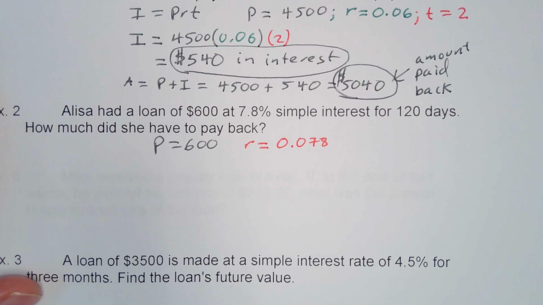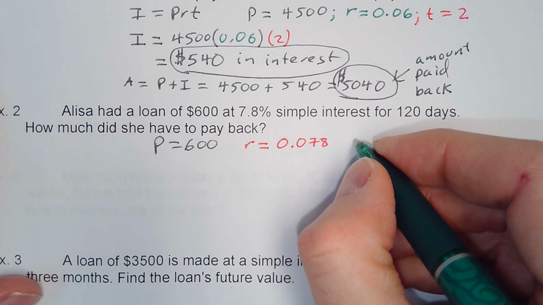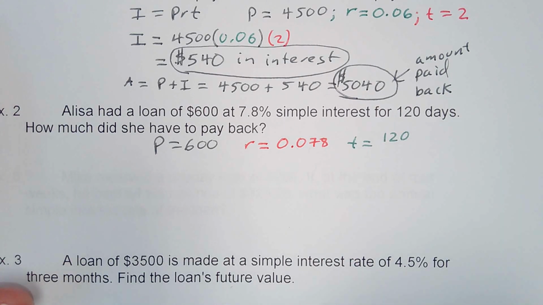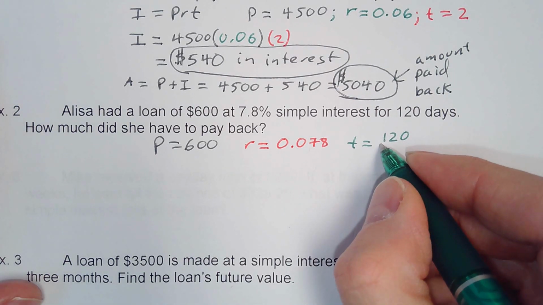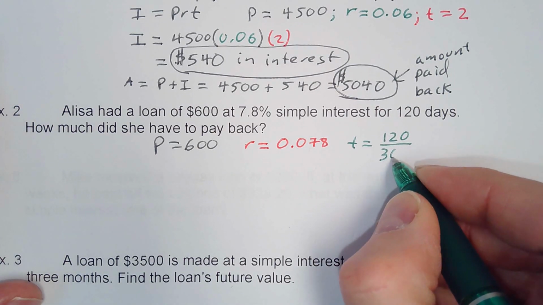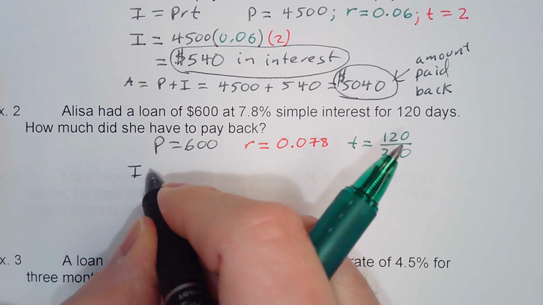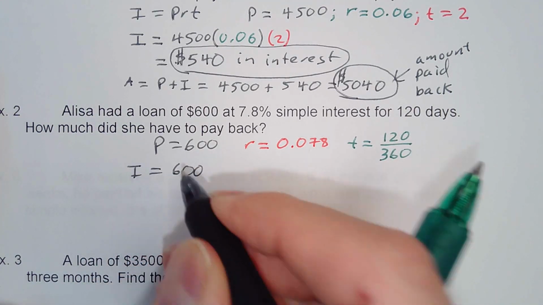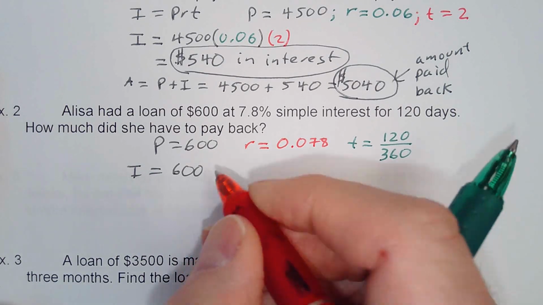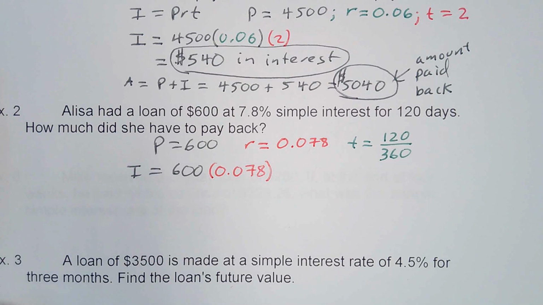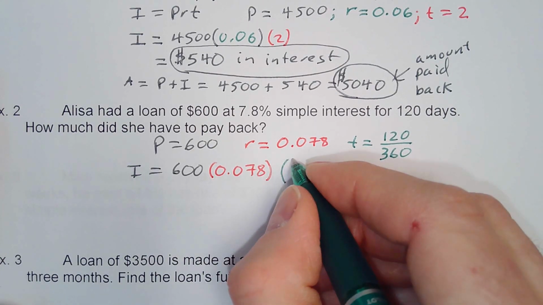Now we have to be careful with our time. Here's where we're going to have to use Banker's rule. I'm going to have to divide that 120 by 360. I'm not going to use 365 because I'm using Banker's rule here. So we'll calculate our interest. That's going to be 600 times our value for R times our value for T.